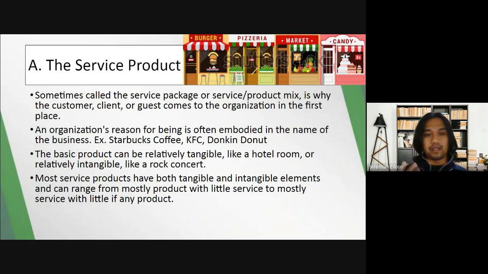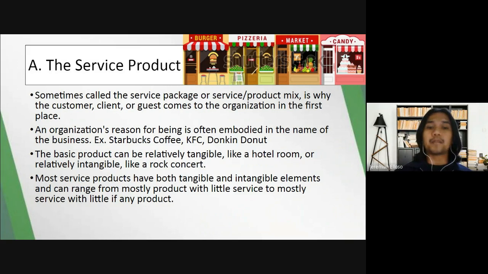So, an organization's reason for being is often embodied in the name of the business, just like Starbucks Coffee. And obviously, you know that their main product or their specialty is coffee. And KFC, although it's an acronym, we know that it means Kentucky Fried Chicken, meaning to say that their main product is fried chicken. And it's the same with Dunkin' Donuts, you know that their main product would be donuts. So this is the service product.